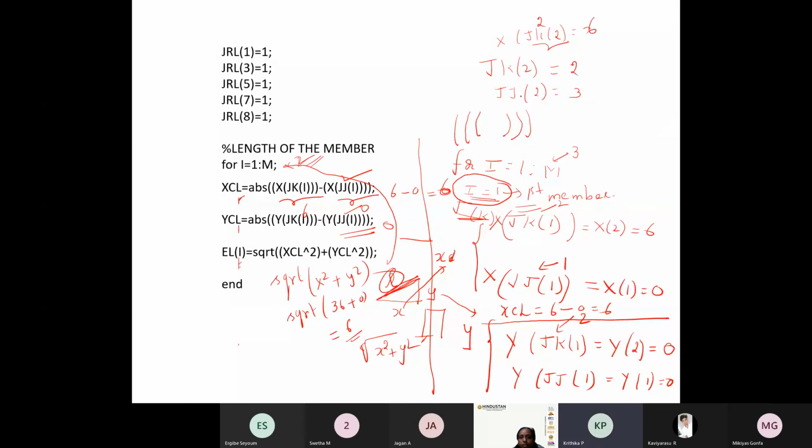Then this one, X of JJ of 2. JJ of 2 is equal to 3, so that is equal to X of 3. What is X of 3? What is X of 3? 14. Okay. Now we proceed, whether you are getting the same answer.